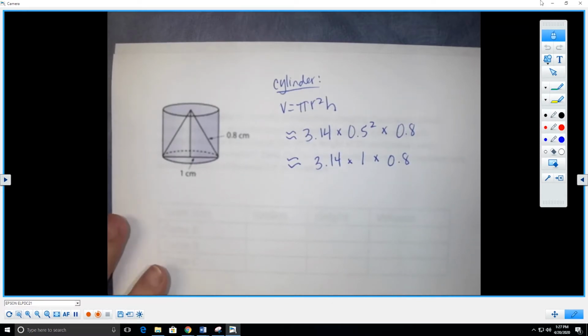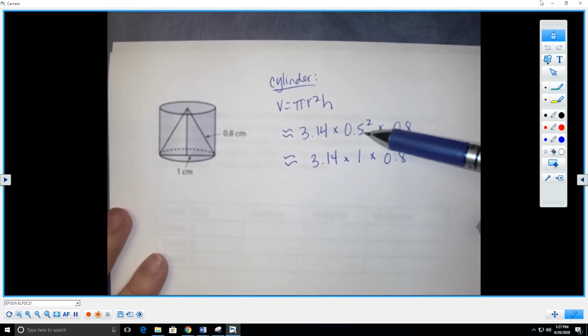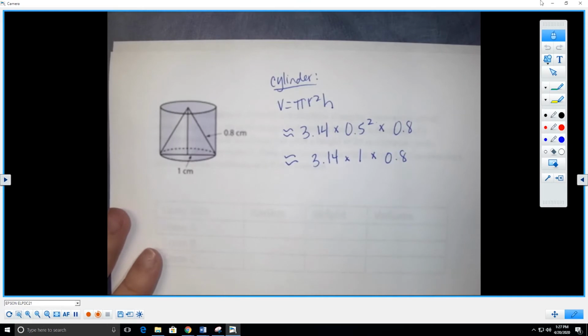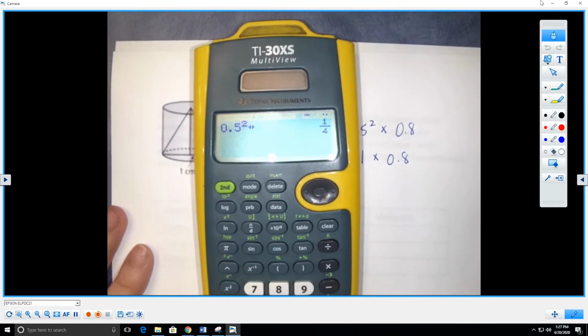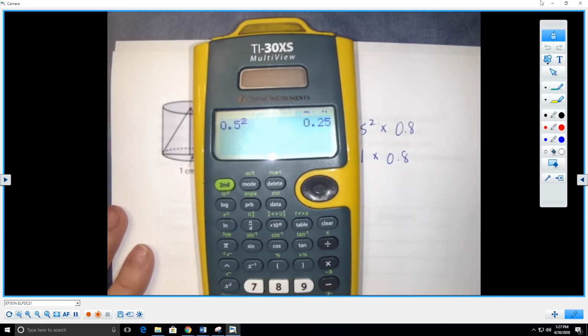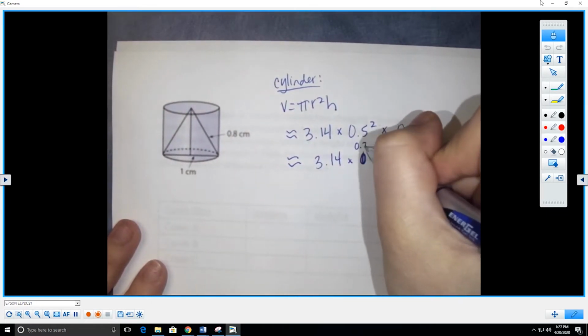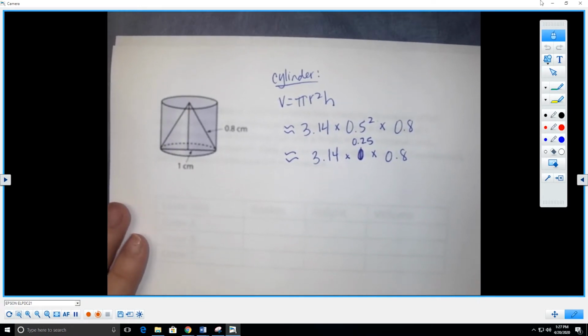Oh, I found an error in my work. So if you notice right here, I just did 0.5 times 2 instead of squaring it. So really what this should be is 0.5 squared, whoops, try that again, 0.5 squared, that should be 0.25. That's why you should always check your work and not go super fast. So now what we're going to do is multiply all of this together.